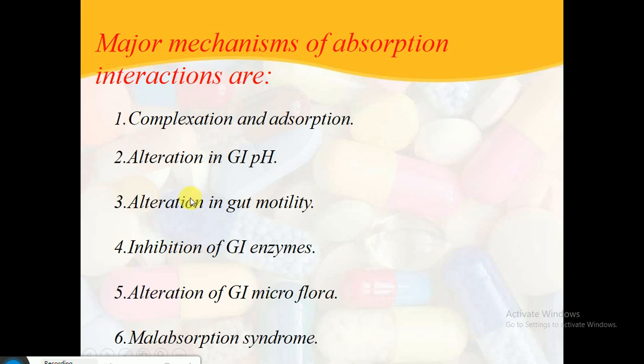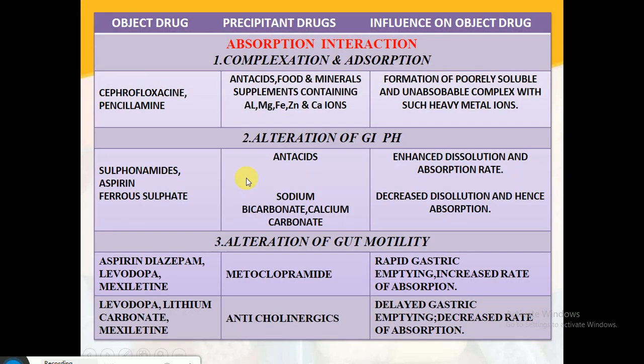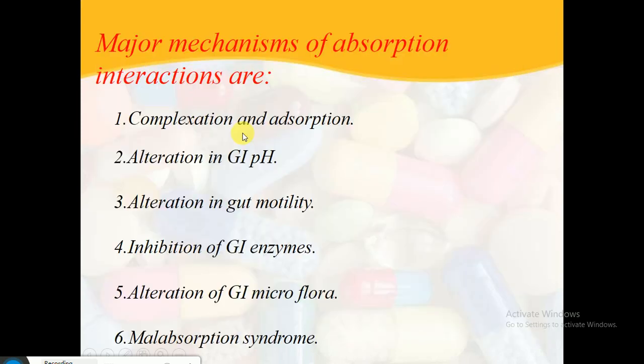There may be chances of alteration in the gastrointestinal pH. The normal physiological pH is 7.4. As we know, there may be alteration in the gut motility, inhibition of the gastrointestinal enzymes, and alteration of the gastrointestinal microflora. The sixth one is malabsorption syndrome, insufficient absorption.